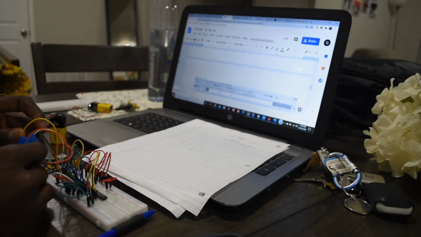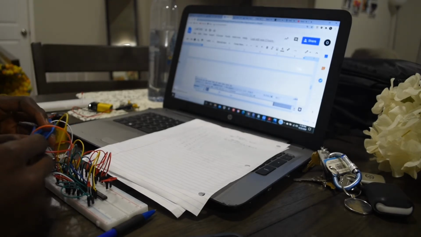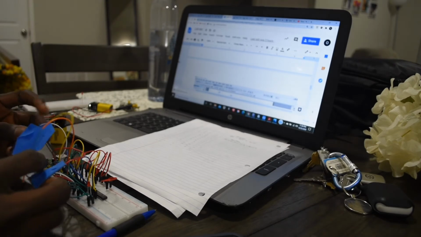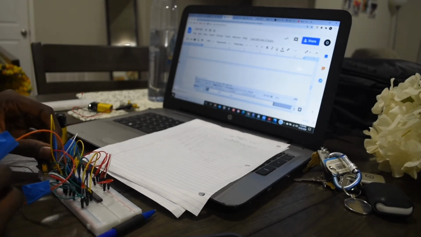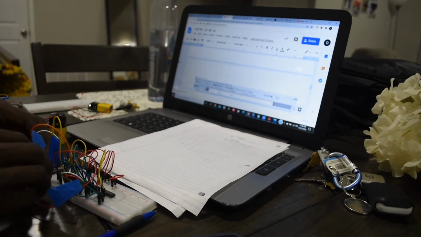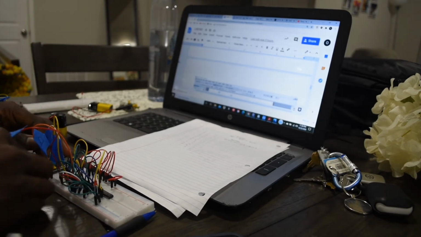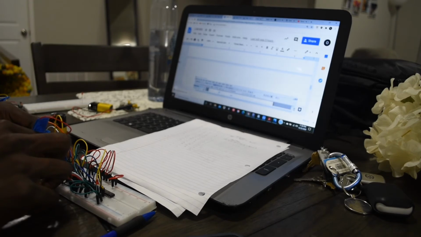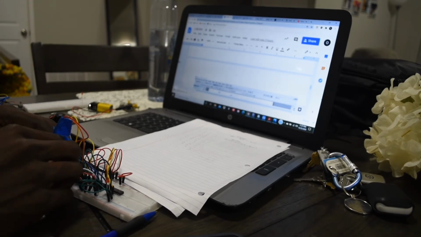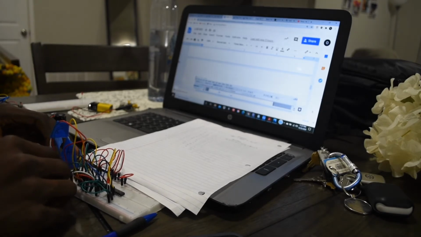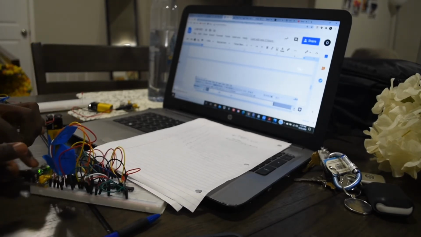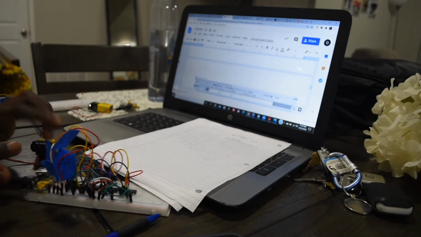So let's test for 0 0 0 1. That means when A is 0, B is 0, C is 0, and D is 1. The light should be off, and the light is off, and turn back off.